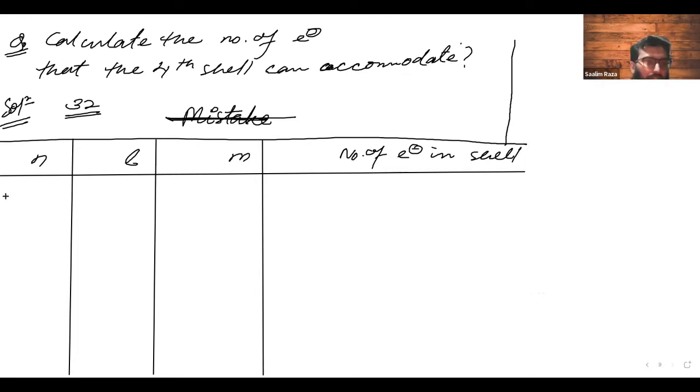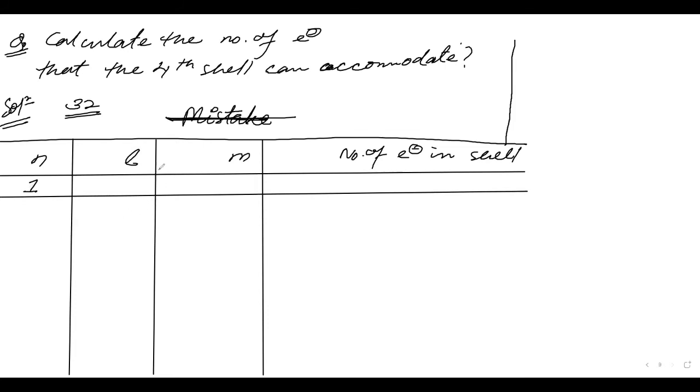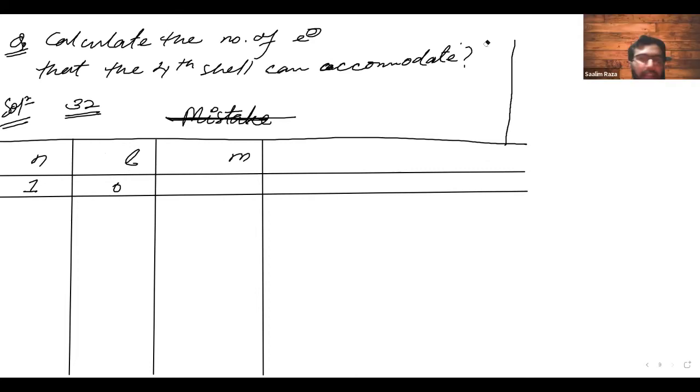Now, for n equal to 1, it is very simple. Abir, please unmute your mic. Are you there? Yes. Now tell me, what will be the value of l? 0. What will be the value of m? Minus l to plus l. And that will be equal to how much?